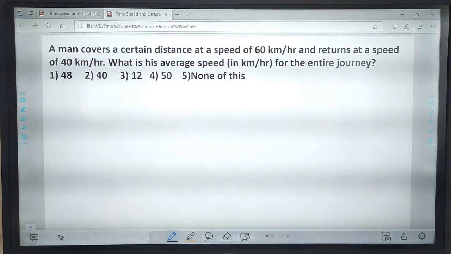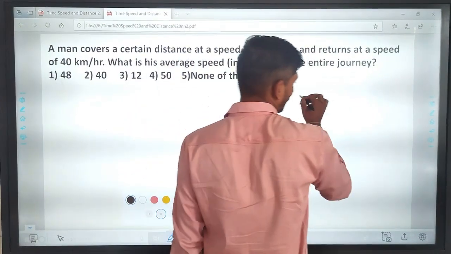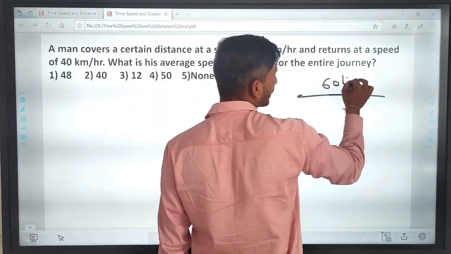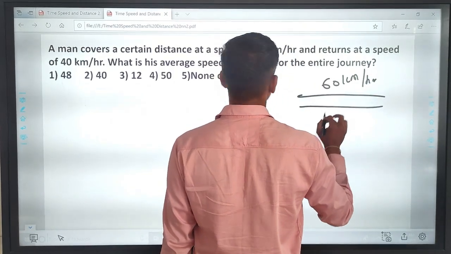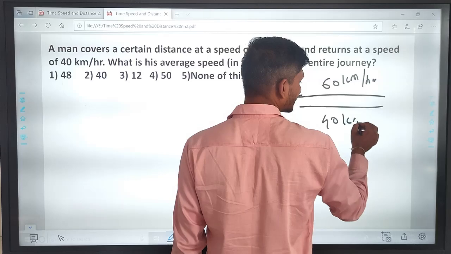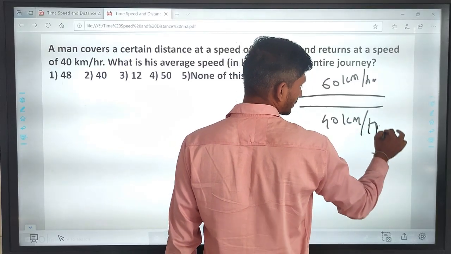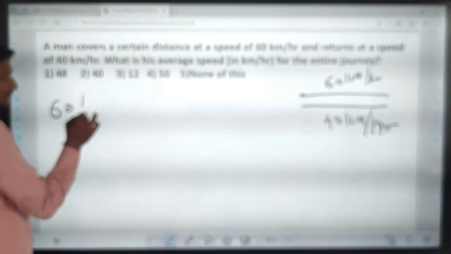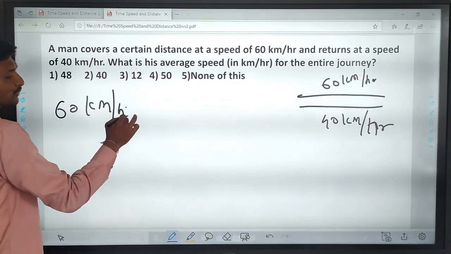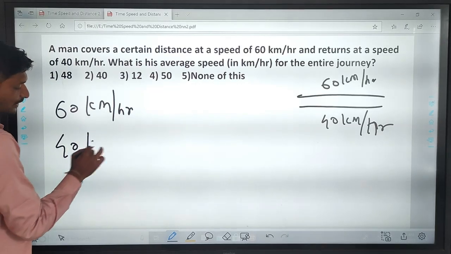A man covers a certain distance at a speed of 60 km per hour and returns at a speed of 40 km per hour. What is the average speed for the entire journey? Here the distance is the same, so we find the average speed. First speed is 60 km per hour, then speed is 40 km per hour.